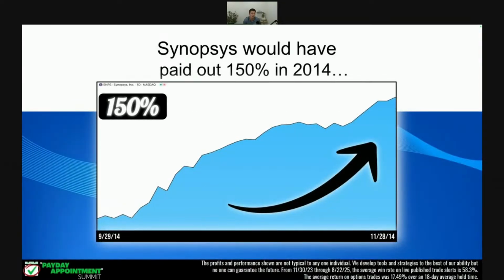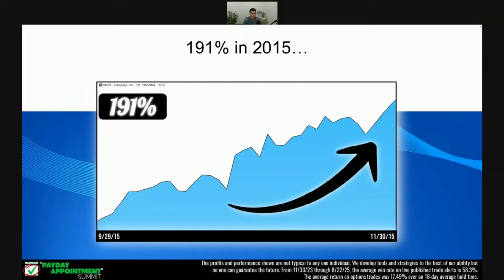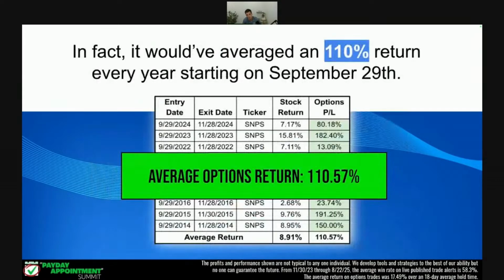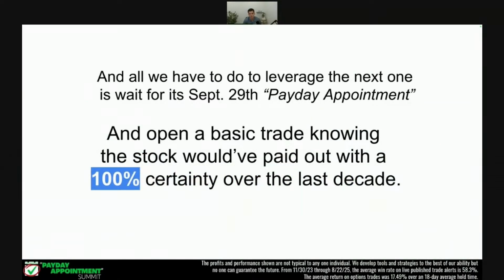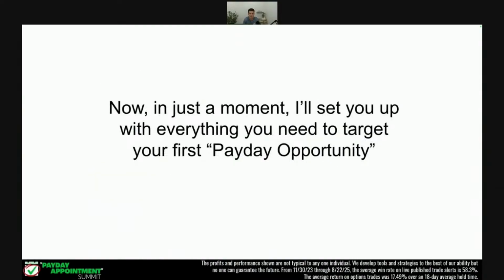Synopsys paid out 150% in 2014. Look at 2015, 2016, 2017. In fact, it would have averaged a 110% return every year starting on September 29th. Now, all we have to do is wait for September 29th to roll around. Might want to write that one down. Open a basic trade, knowing the stock would have paid out with 100% certainty over the last decade.